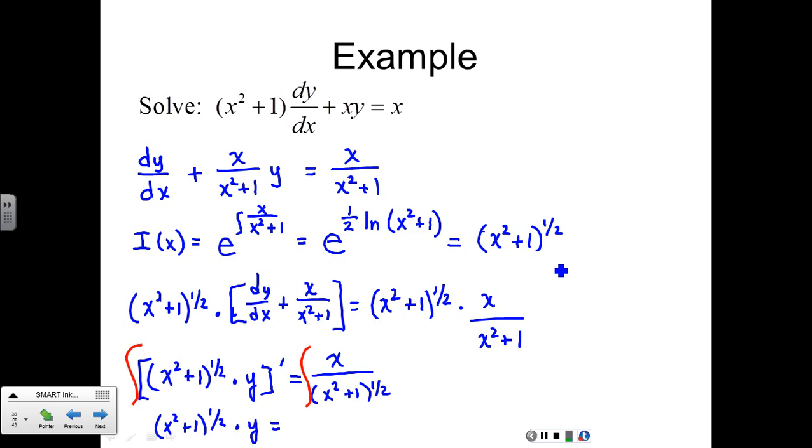If we could just integrate this right side. Same thing, right? U would be x squared plus 1. Du would be 2x dx. So I'm going to have to compensate with 1/2. But you end up with u to the minus 1/2.